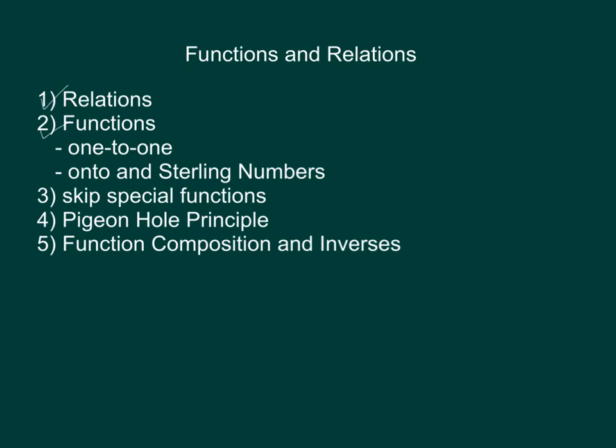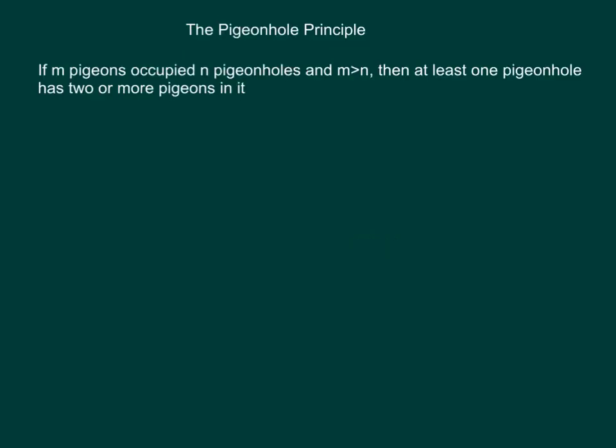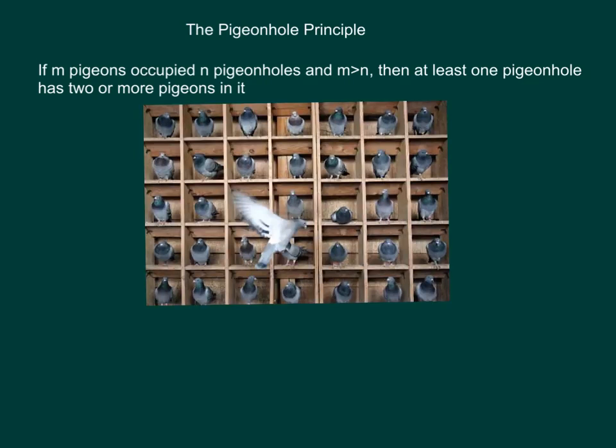So now we've completed our functions, our one-to-one, onto, and Stirling numbers. Again, we're going to skip the special functions, which means we can continue with the pigeonhole principle. The pigeonhole principle is actually quite an easy idea. If there are m pigeons occupying n pigeonholes and m is greater than n, then at least one pigeonhole has 2 or more pigeons in it.